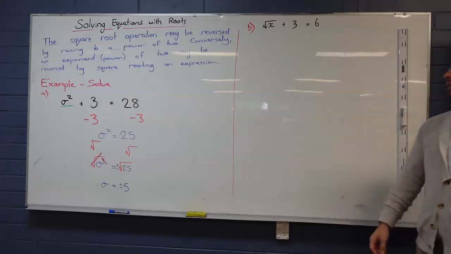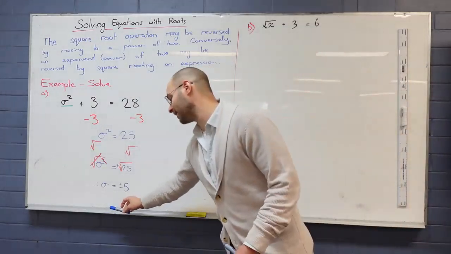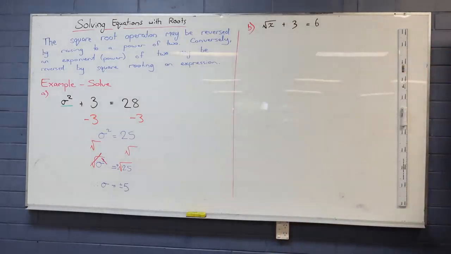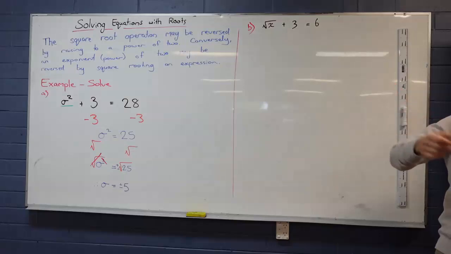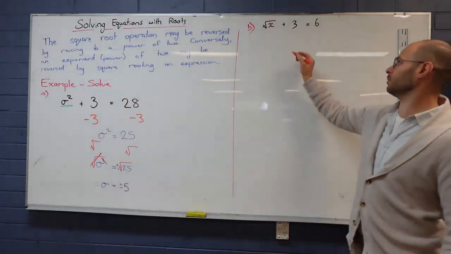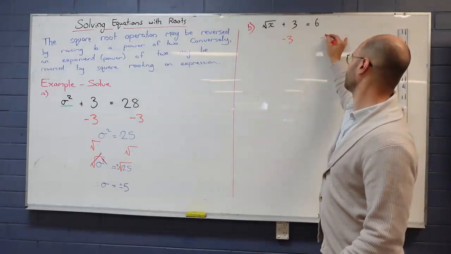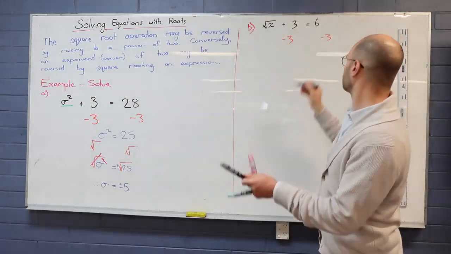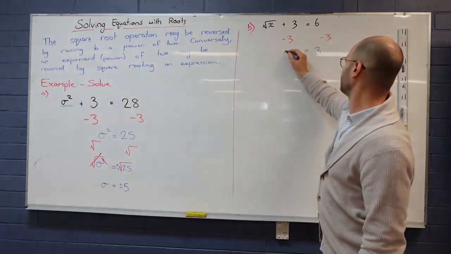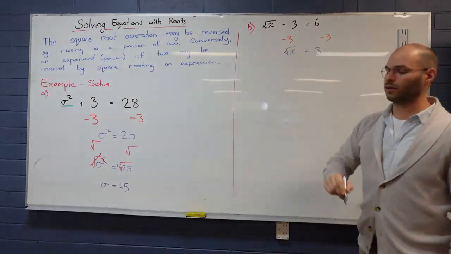Okay, we have root x plus 3 equals 6. How do we arrange for x here? Well, again, constants go on the right, variable terms go on the left. There's no variable terms on the right, so we're good there. Simply take 3 from both sides. This is going to give us 6 take 3, that's 3. Then we just have root x on the left.